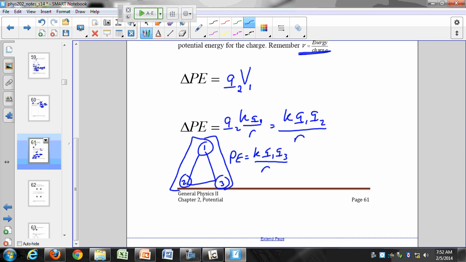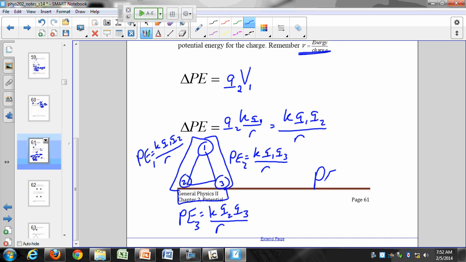I can find the potential energy due to this collection of charges, K Q1, Q2 over R, and the potential energy due to these set of charges, K Q2, Q3 over R. And then the total potential energy, I'll call this PE1, 2, and 3, is just the sum of those 3. PE1 plus PE2 plus PE3. So I just add them all up.